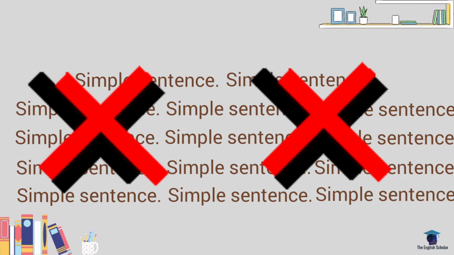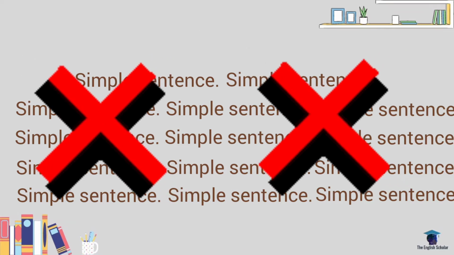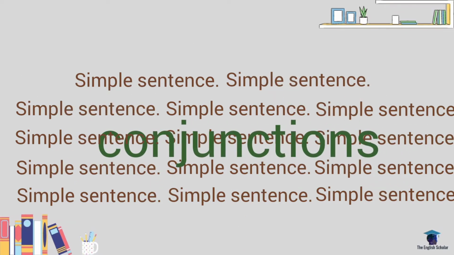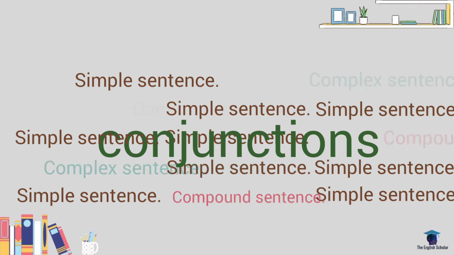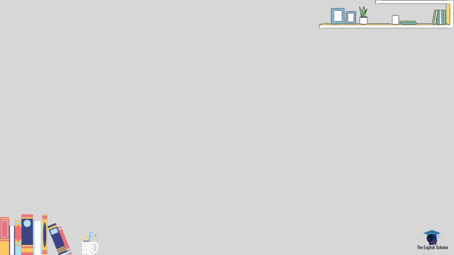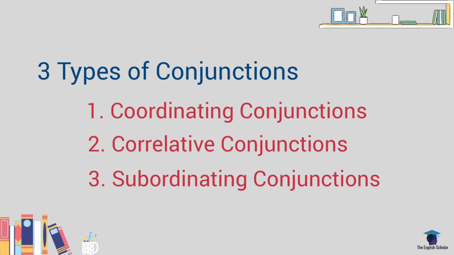So, to avoid the overuse of simple sentences, we need to have a good grasp of conjunctions to play around with words and write other types of sentences. There are 3 types of conjunctions, and let's talk about the first one in this video.